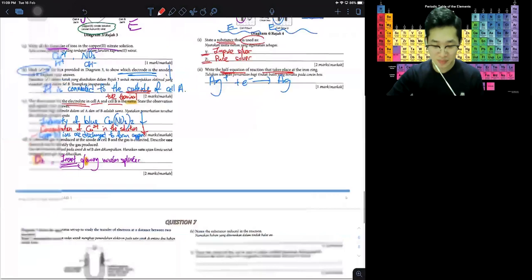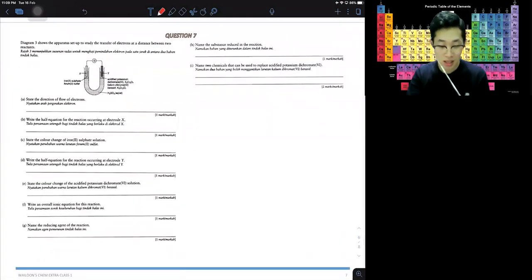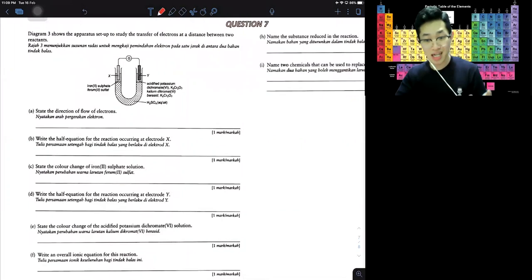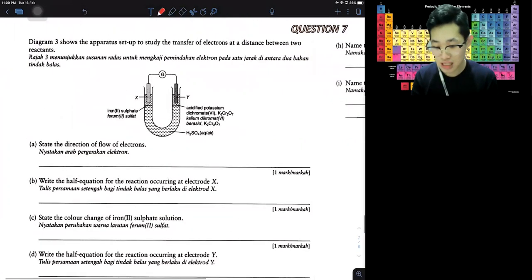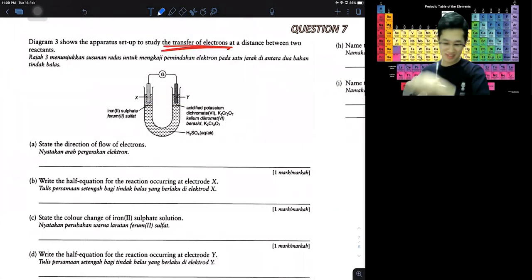Next, question 7. We still got last 2 questions. This is a redox already. Transfer of electron at a distance. I also think this question can come out. It can or not, not sure.